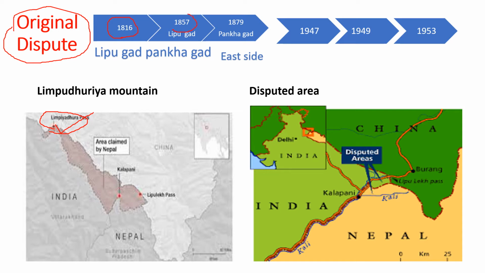In 1857, the East India Company, the British, came up to the Lipulekh, which is near this area. And again in 1879, they made a further de-escalation towards the eastern side of Nepal. Up to this, they demarcated that Nepal has sovereign status up to this area only, not further. Why did they do it? Because they wanted access to Tibet for trade, and Nepal was creating one of the hindrances. So Pankagad is the area up to which they came.